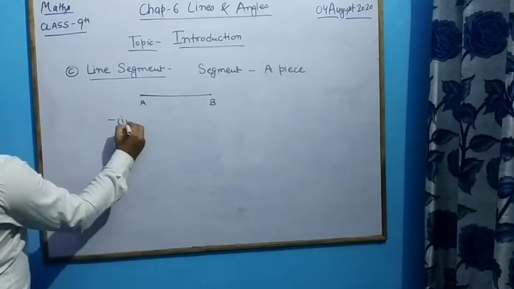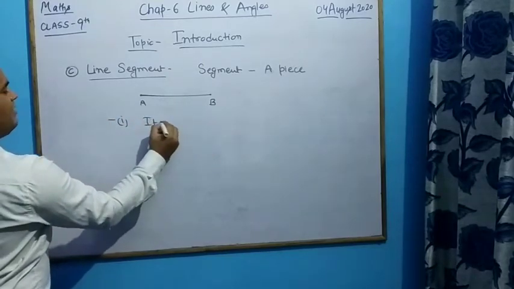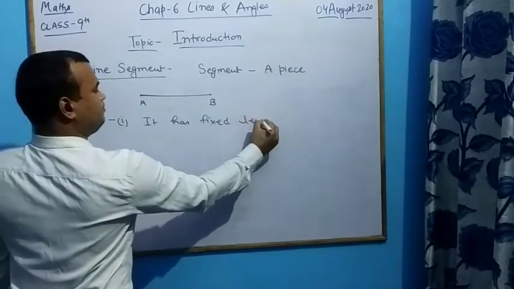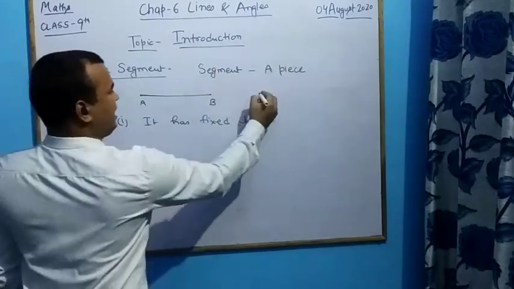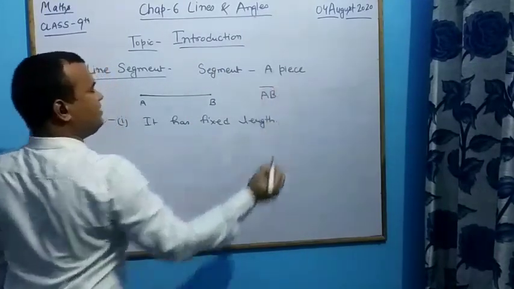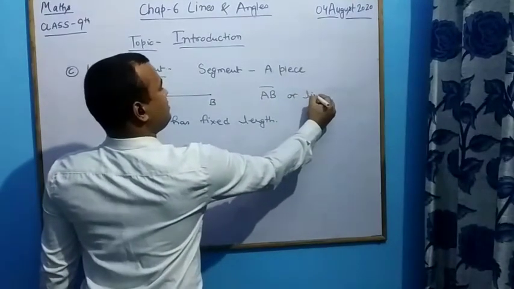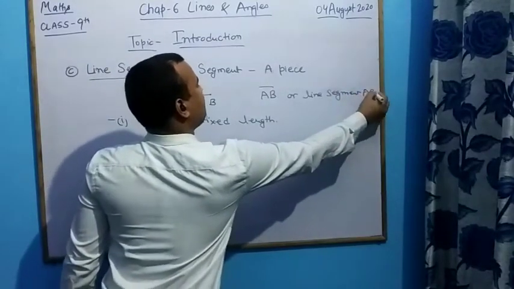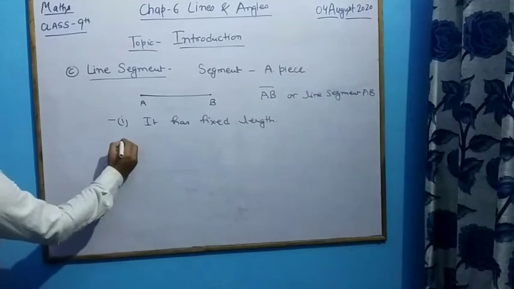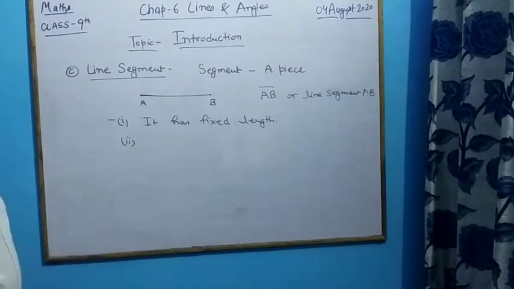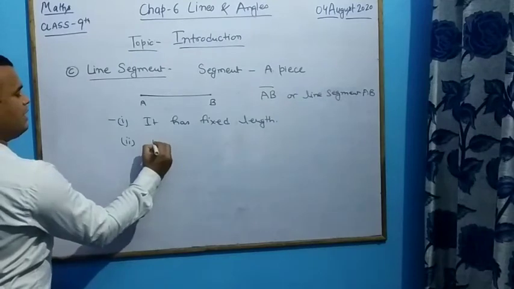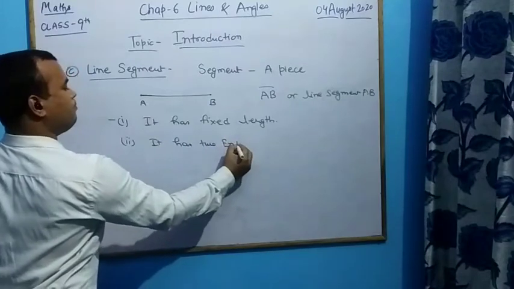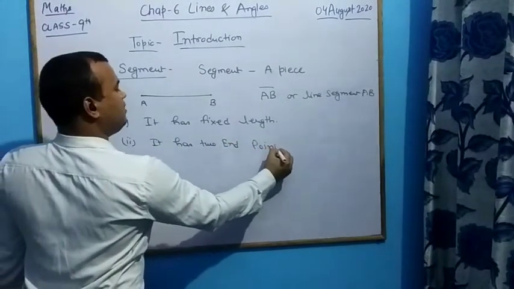So it has two properties. It has a fixed length. We cannot extend it. How can we represent it? We can represent it as AB or line segment AB. This is the way to represent. And the second property of a line segment, we can write it has two end points.